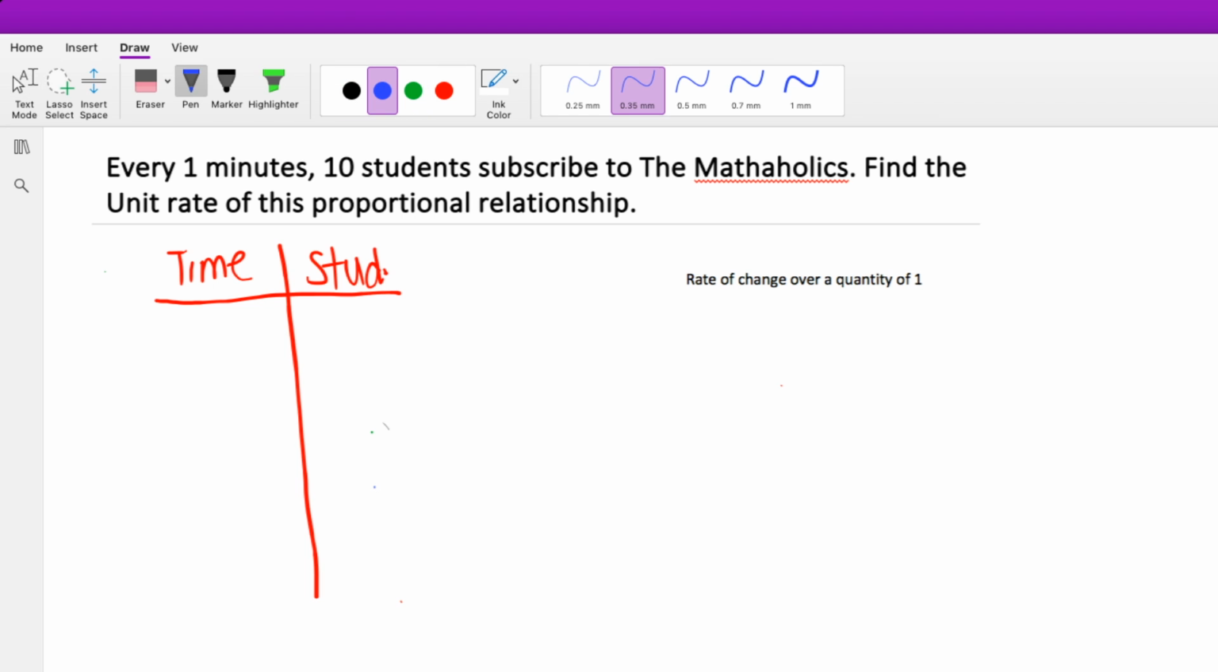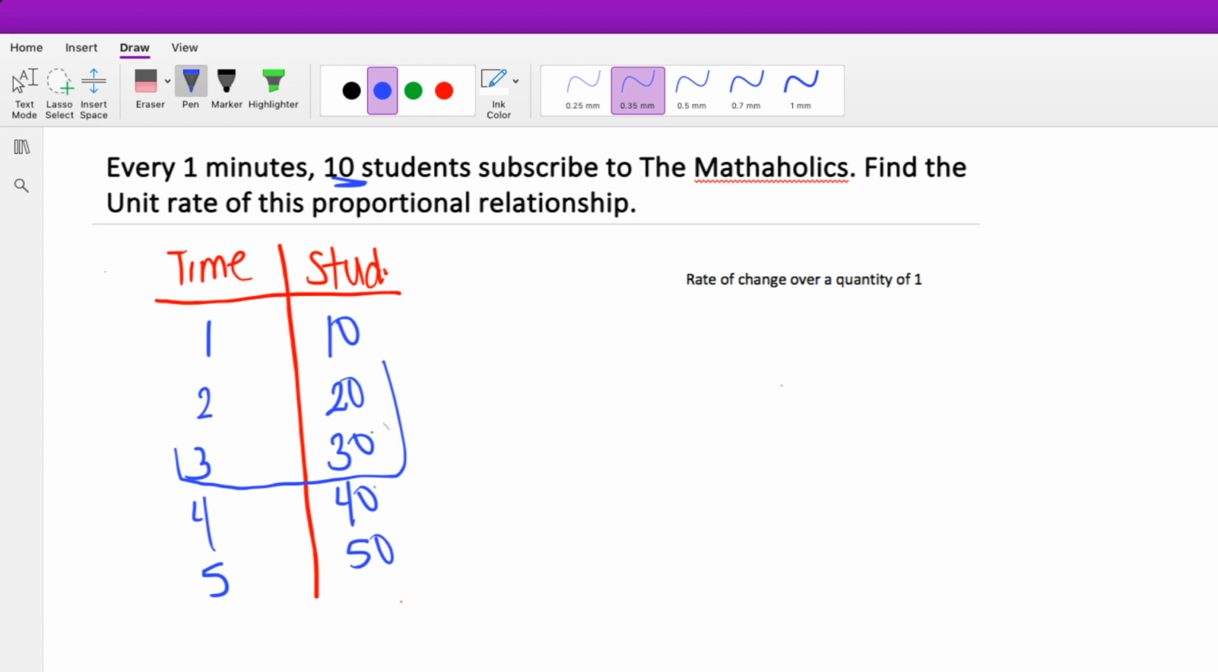Every 1 minute, how many intervals do we increase by? Just by 1. So 1, 2, 3, 4, 5, and so on. 10 students subscribe. 10, 20, 30, 40, 50. What's the first thing we do? We need to find our slope. Let's go ahead and do that. Let's say we're going to take these quantities.